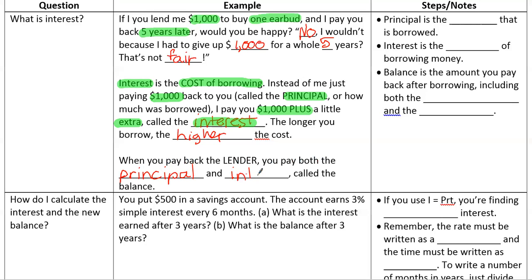And together, all of the money you pay back, the principal, the amount you borrowed, and the interest, is called the balance. And this balance is super important because that's how much you actually end up paying back. Okay, principal is the amount that is borrowed. Interest is the cost of borrowing money. Balance is the amount you pay back after borrowing, including both the principal and the what?